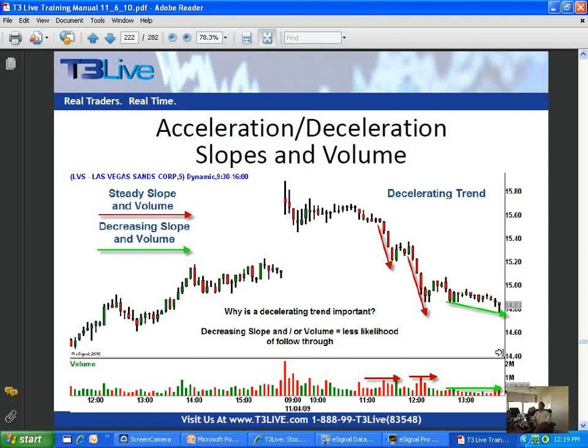Okay, so let's look at this chart where we have a decelerating trend. You can see how fast it starts to break down, and then all of a sudden the slope of the breakdown starts to decrease. So decreasing slope and volume. You see how it's breaking down, the volume's getting heavier, and then all of a sudden it starts to slow down and volume basically falls off. That's a sign that the stock could potentially bounce.